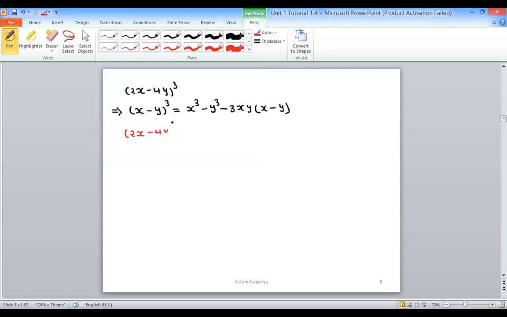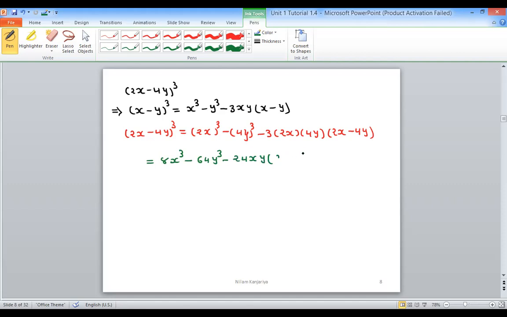2x minus 4y whole cube: 2x cube, 4y cube, minus 3 into 2x, 4y, and 2x minus 4y. Clear? Apply this cube. 2 cube is 8x cube, 4 cube is 64y cube, minus this is 12, 24xy, multiplied by 2x minus 4y. So this 24xy is multiplied by here, and this 24xy is multiplied by here.